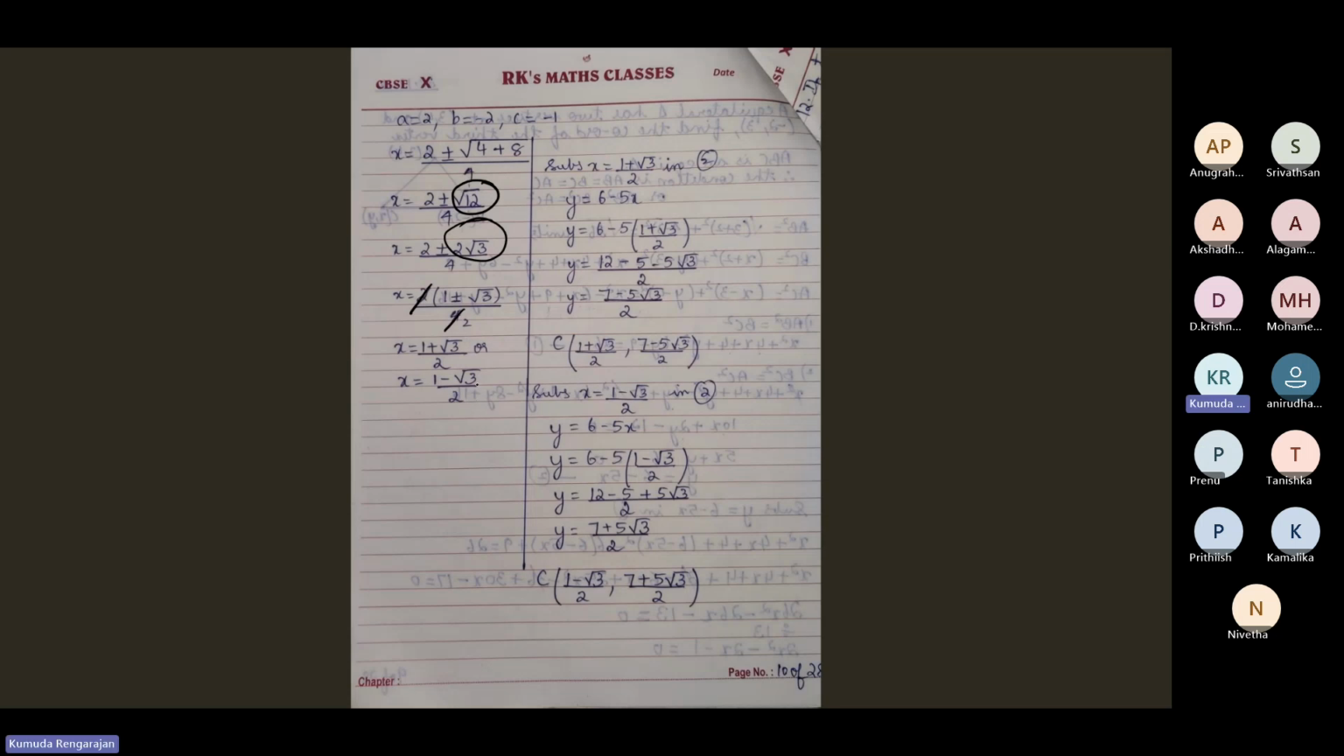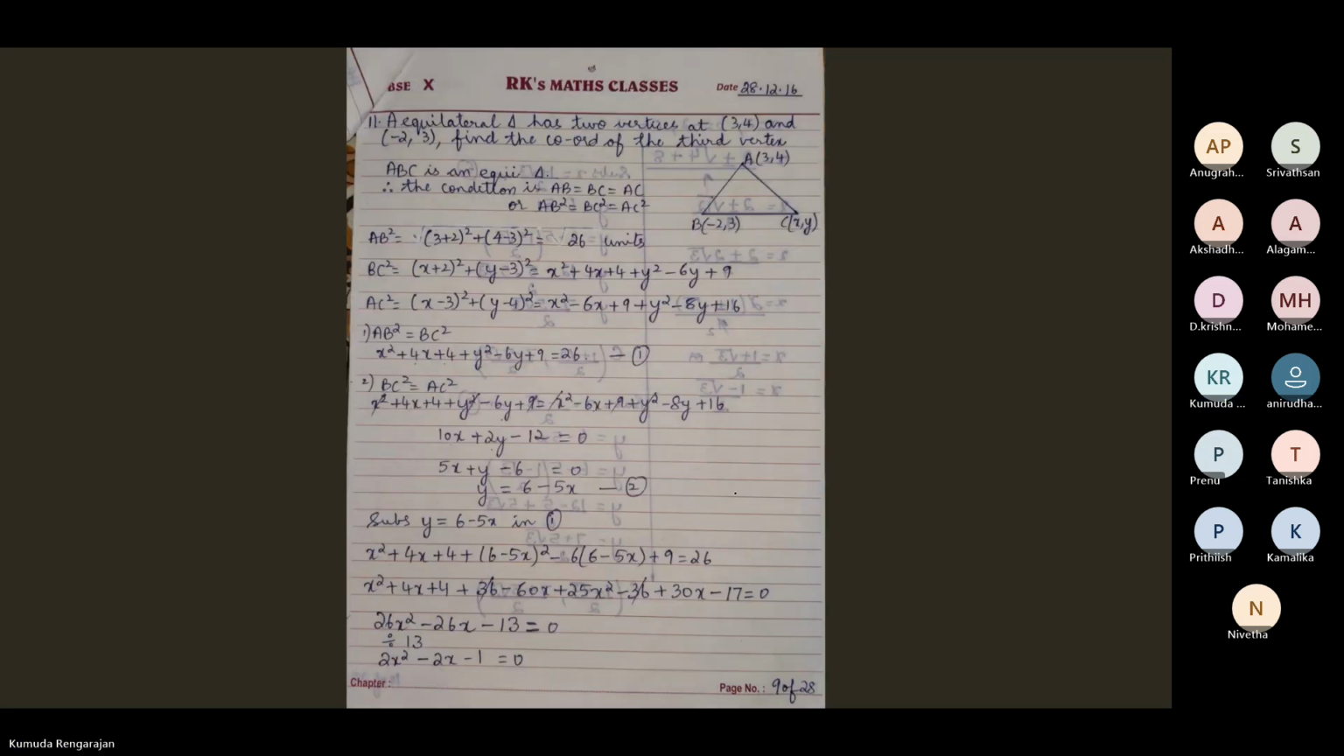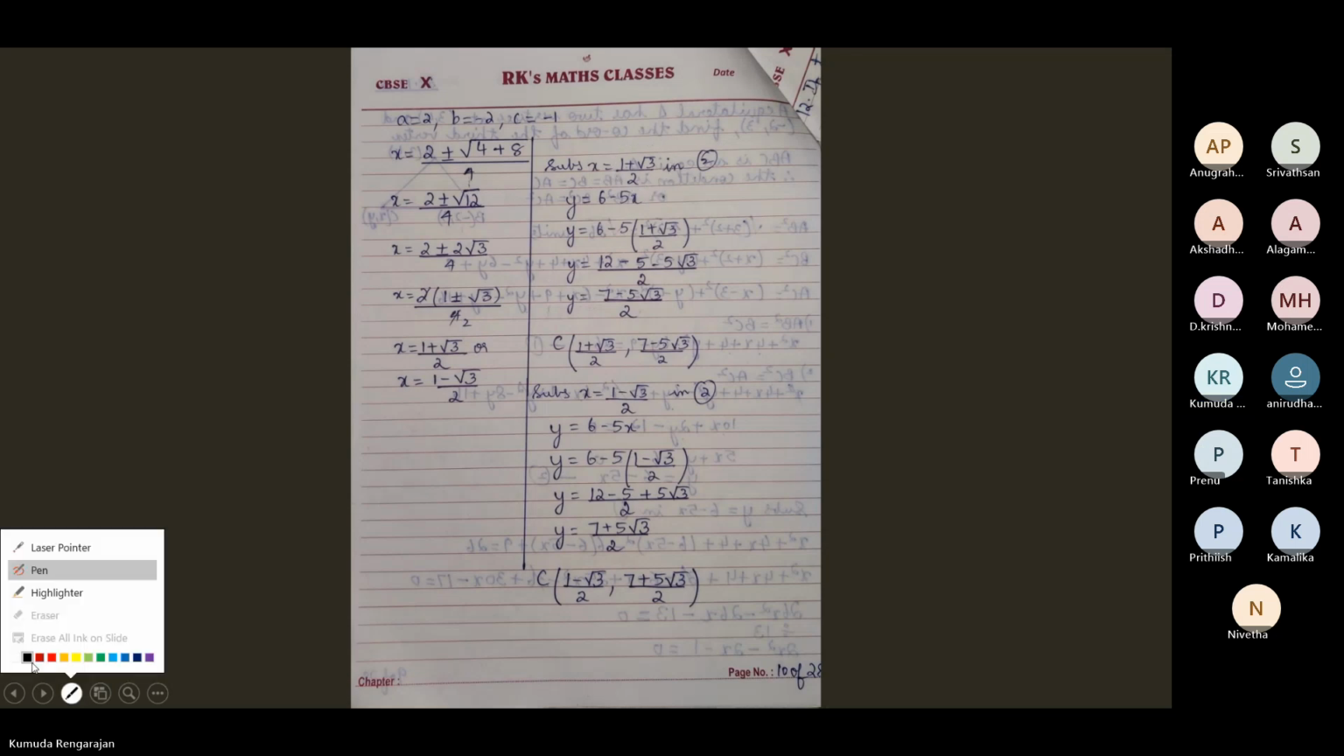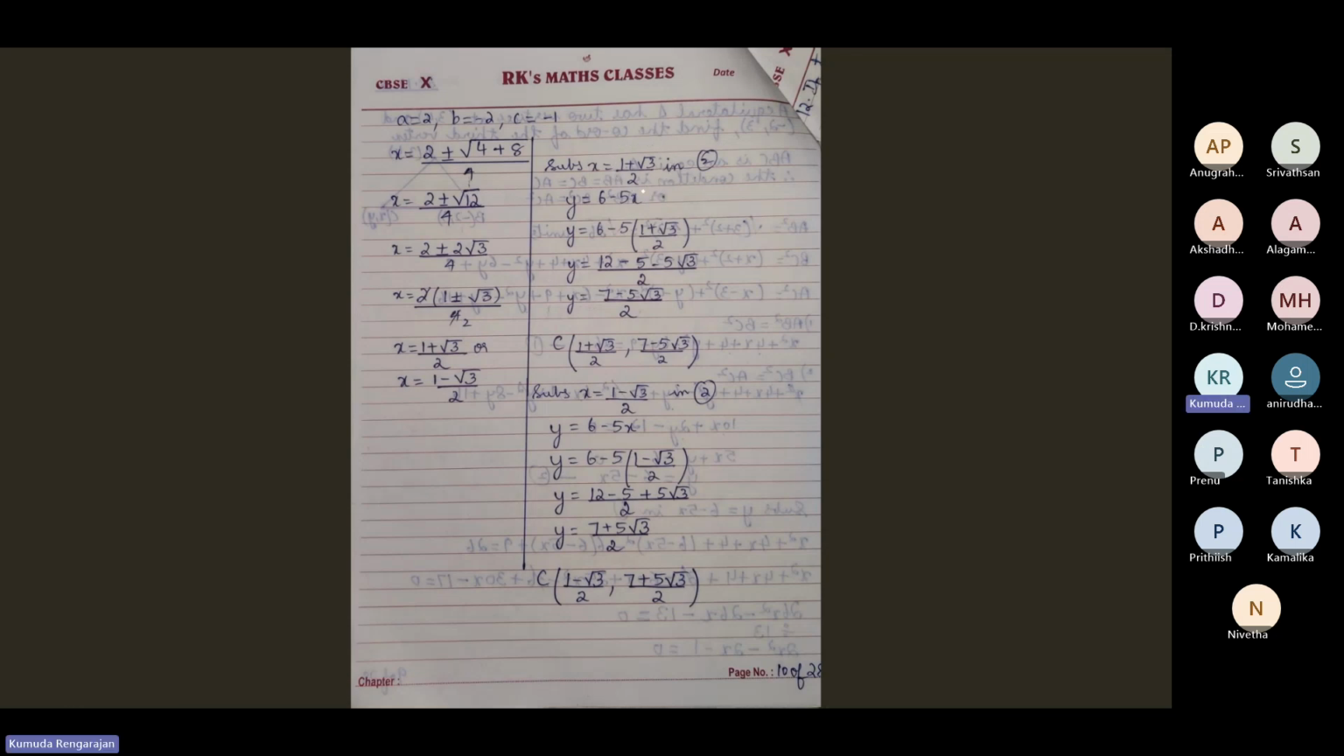Now we'll have to find the corresponding y values. For these x values, you should find the corresponding y values. So substituting x is equal to 1 plus root 3 by 2 in equation 2, y is equal to 6 minus 5x. So y is equal to 6 minus 5 into x, 1 plus root 3 by 2.